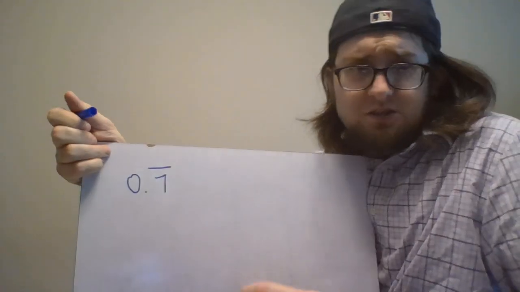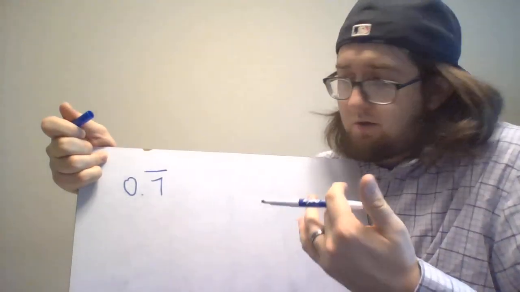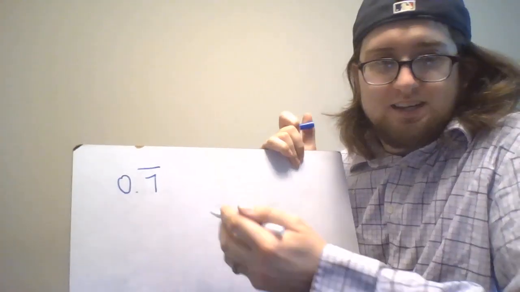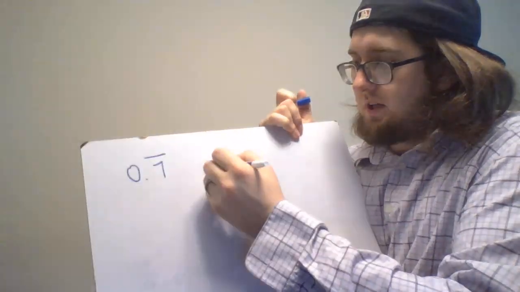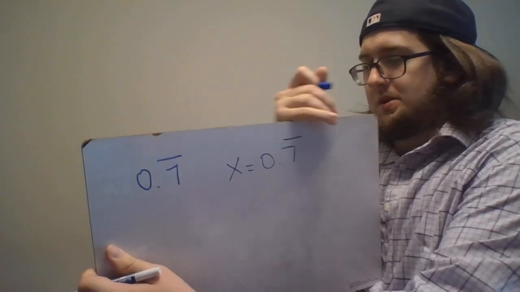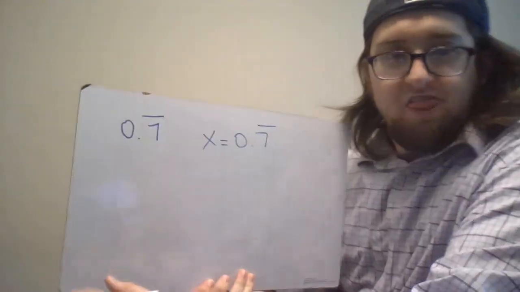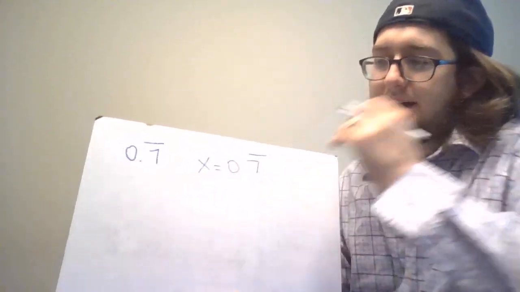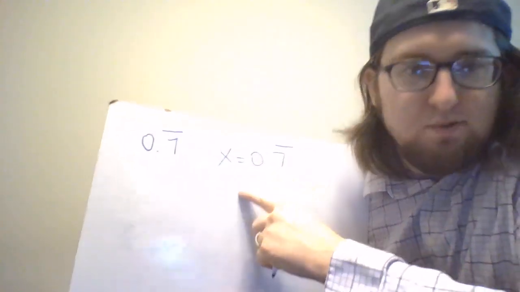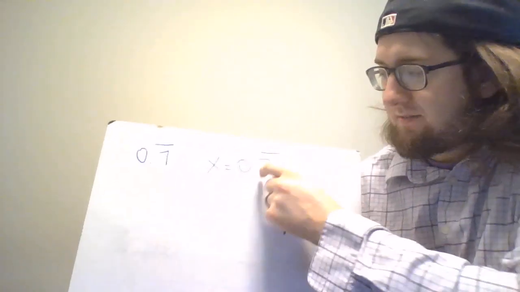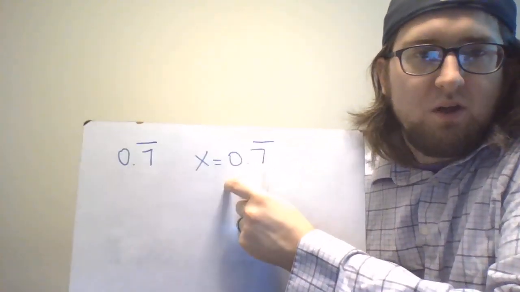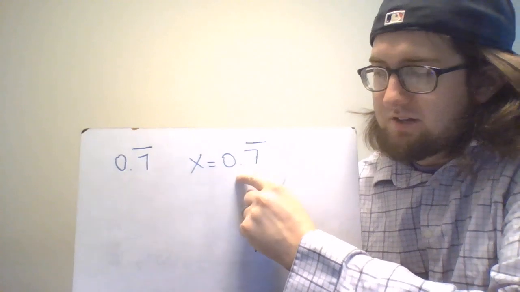So first off, what's a variable? It's a letter or symbol that represents a number. So we're going to let x represent 0.7 repeating. So x equals 0.7 repeating. Then we need to figure out what we have to multiply this by to get one repetition out. So it's 7, 7, 7, 7, 7, 7, 7, 7, 7. We only need to get one 7 out. Well, what do you multiply a number by to move the decimal one spot to the right?